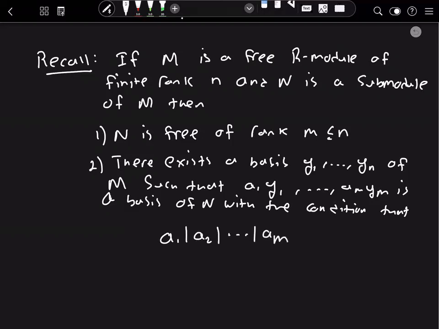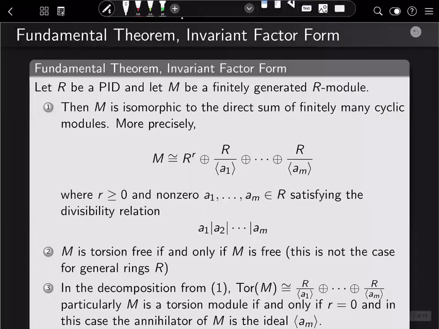So this is the result that we proved last time, and we are going to use it when we prove that we can decompose finitely generated modules over a PID into a very simple form, which we're going to see in the next slide. So this is the fundamental theorem. The real meat of the theorem is in this first part, right? This is what we're going to prove today. Parts 2 and 3 are kind of just corollaries to the first part.